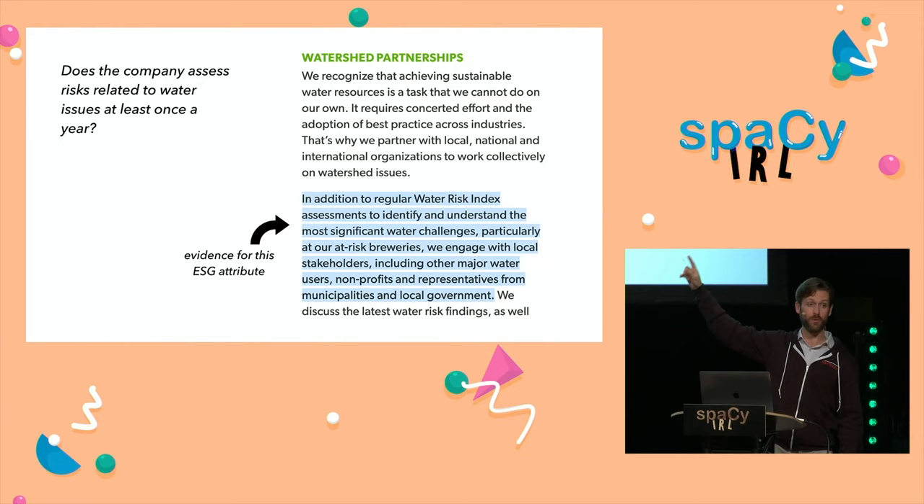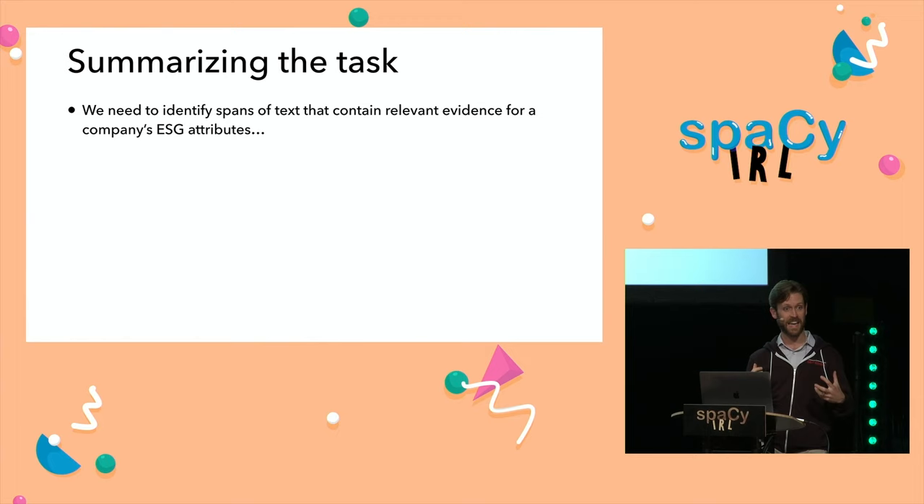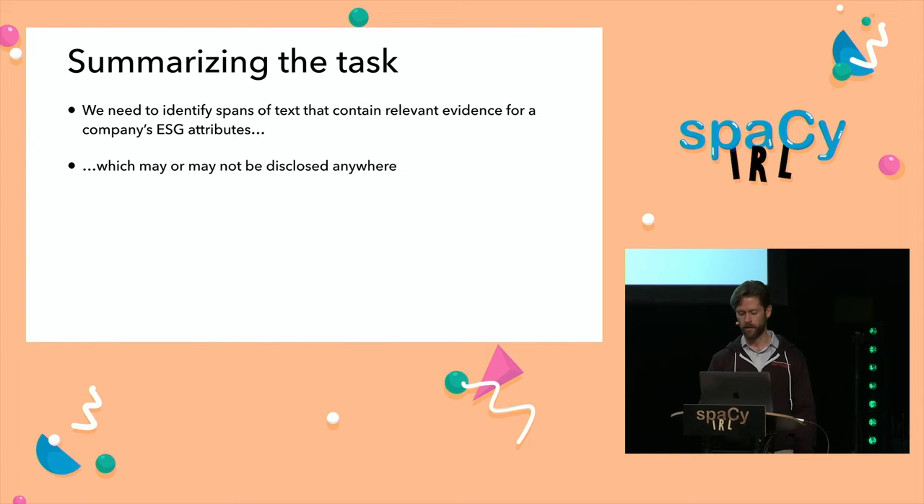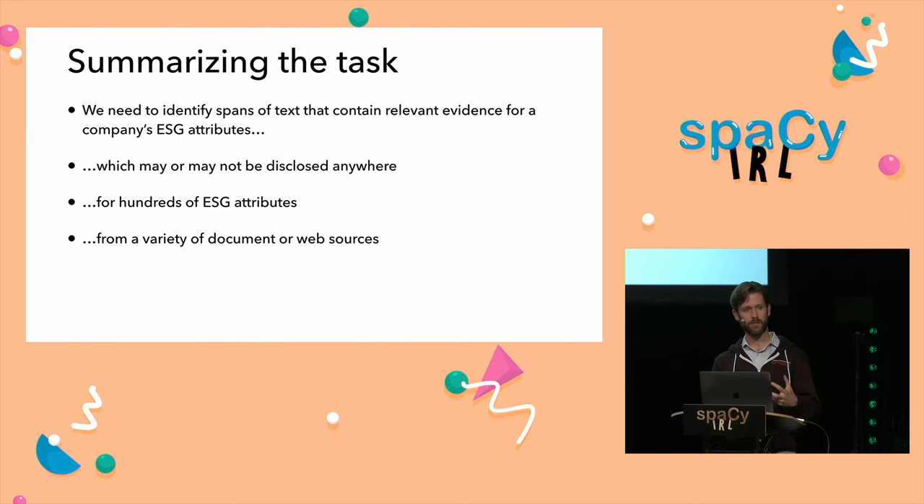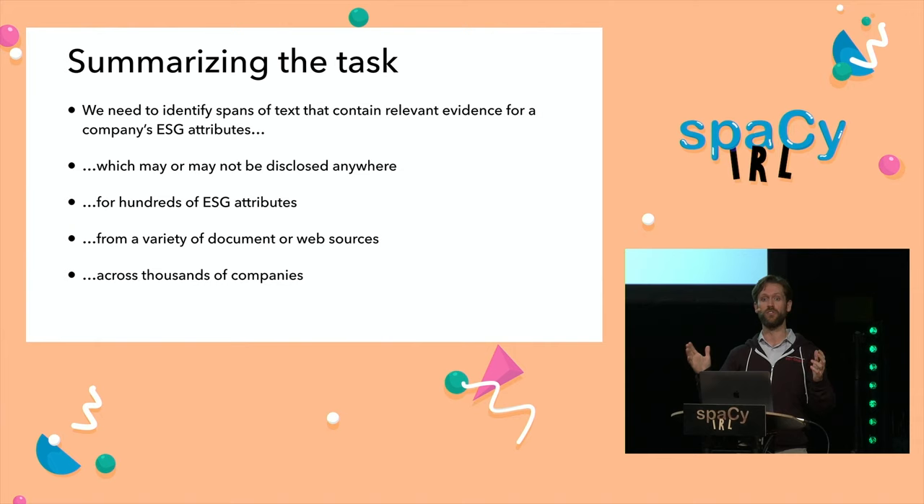So to summarize the task here, we need to identify spans of text that contain the relevant evidence for a company for their ESG attributes, which may or may not be disclosed anywhere. This has to be done for hundreds of ESG attributes per company across a variety of document or web channels. And this needs to be done across 1,000 companies or thousands of companies. And eventual system accuracy has to be 100%.